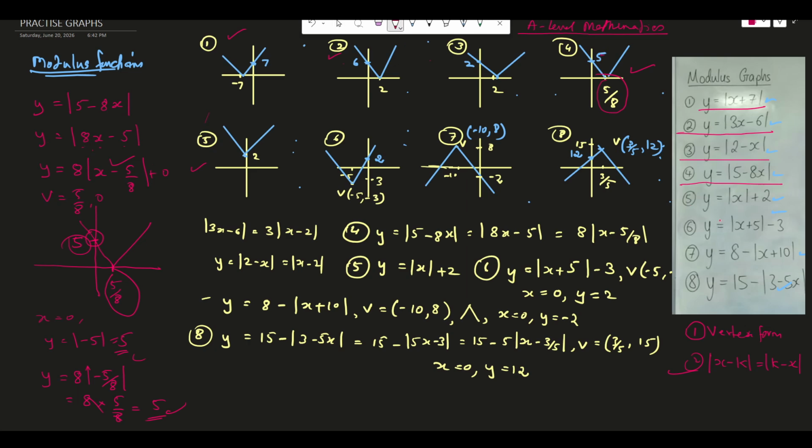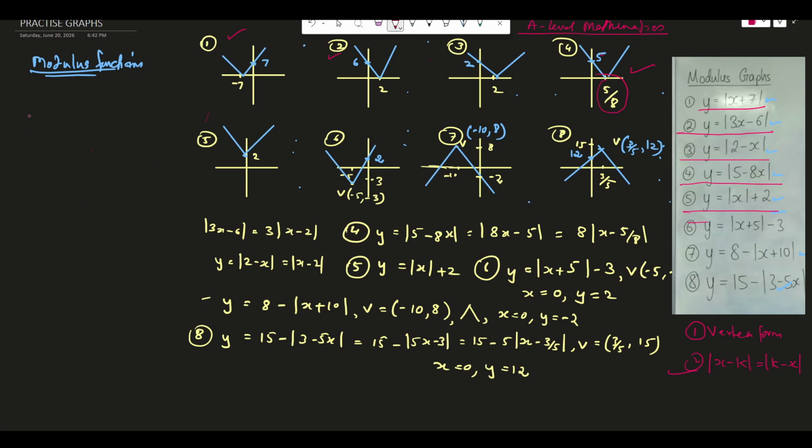Now let us try and do the fifth one. Okay, so fifth is this one, right? y is equal to modulus of x plus 2. So let me do that now. y is equal to modulus of x plus 2. Now here again there are two approaches, and I'll explain both the approaches. By both the approaches you are going to get the same answer.